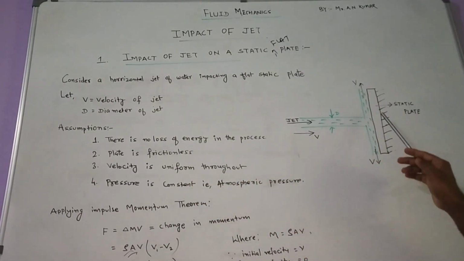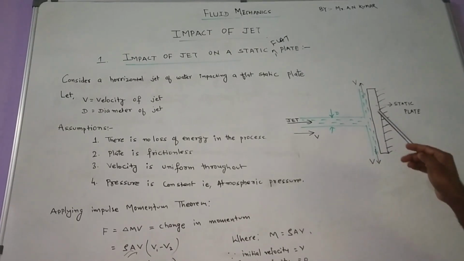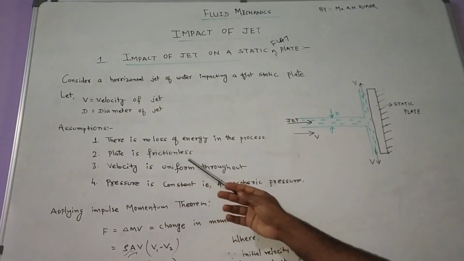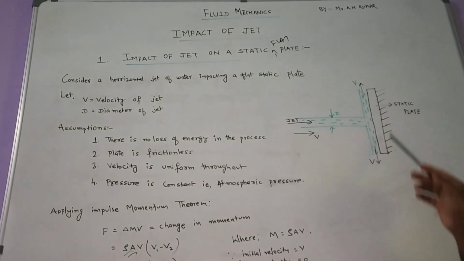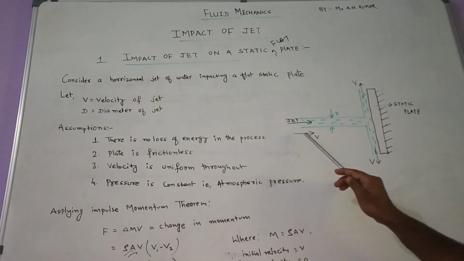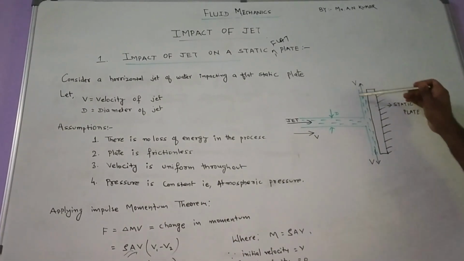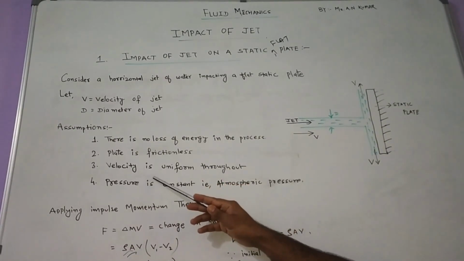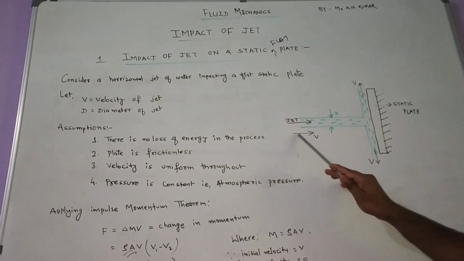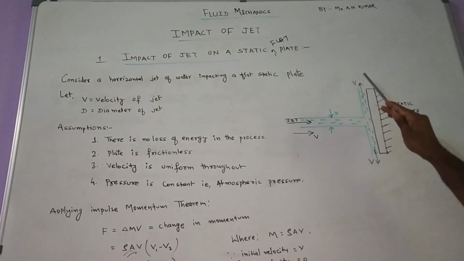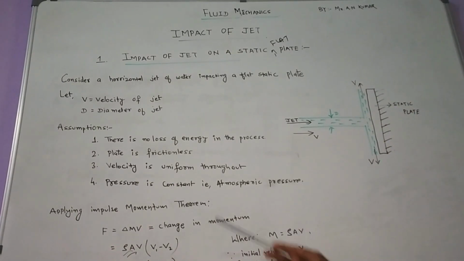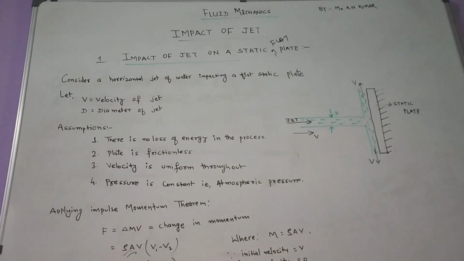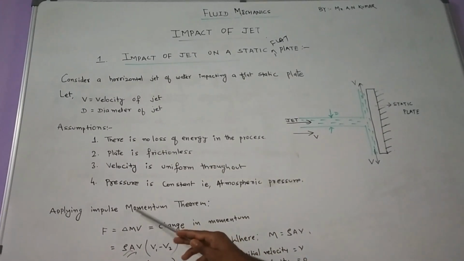Let's see. First one is there is no loss of energy in the process. During this entire process, there is no loss of energy. Second one is the plate is frictionless. It means that whatever the velocity is impacting the plate, and after the impact, the jet is leaving the plate with the same velocity v. Third one is velocity is uniform throughout. As you can see that the incoming velocity is v, and after striking the velocity remains the same v. The fourth assumption is that the pressure is constant, that is atmospheric pressure.